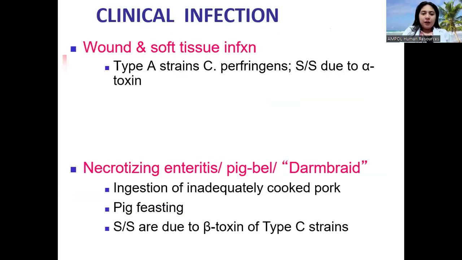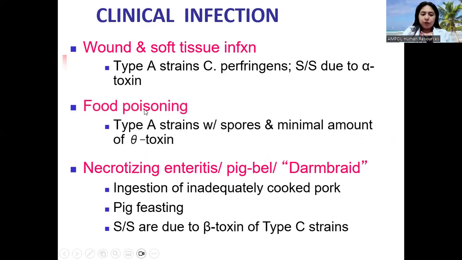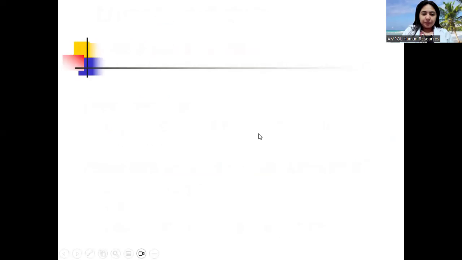Okay, so your clinical manifestation or clinical infection: wound and soft tissue infection caused by type A strains of Clostridium perfringens due to the alpha toxin. Ayan. Necrotizing enteritis, pig bell, or darmbrand, is from ingestion of inadequately cooked pork. Ayan. The signs and symptoms are due to beta toxin of the type C strains. It also causes food poisoning, type A strains, with spores and minimal amount of theta toxin.